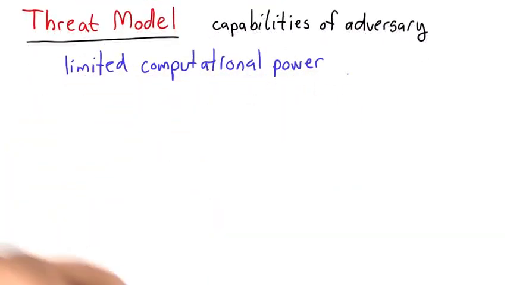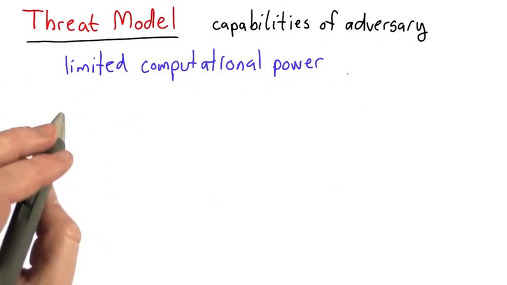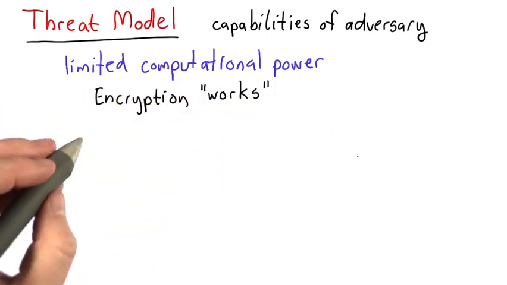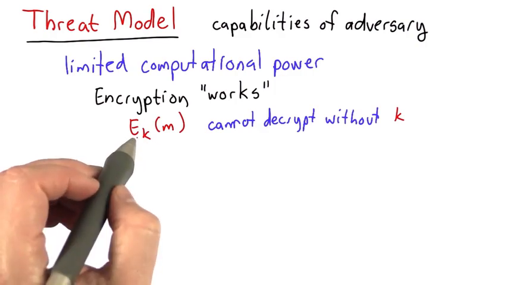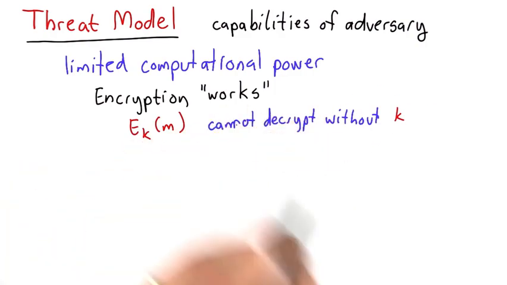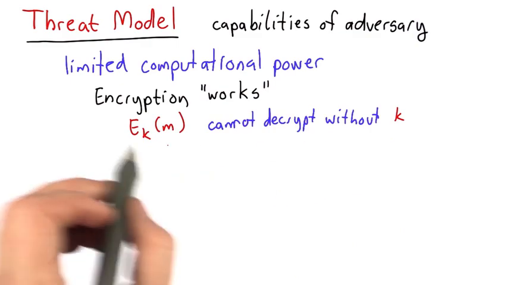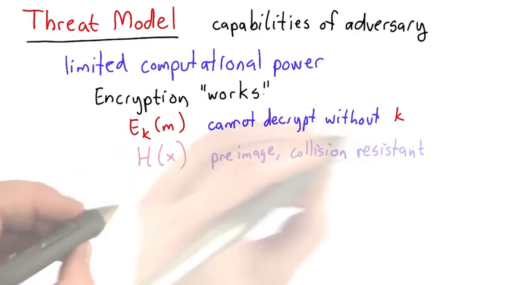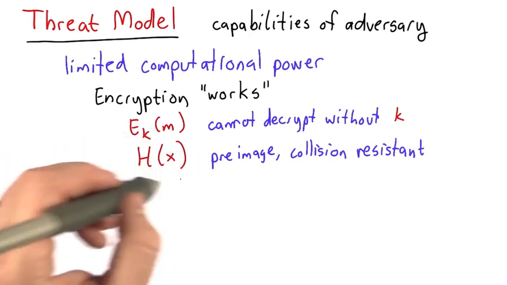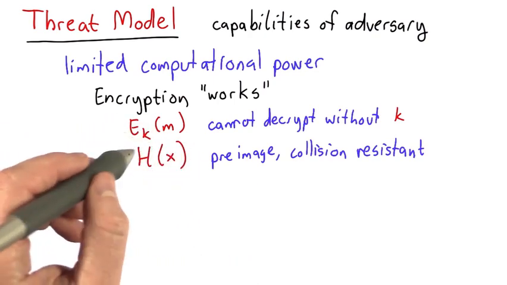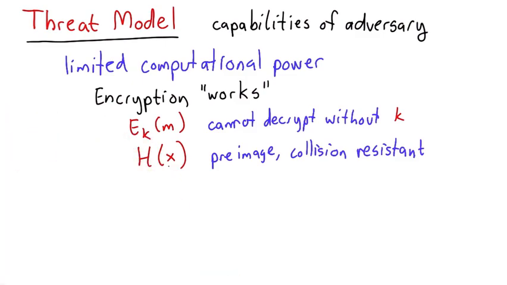The first main assumption is that the adversary has limited computational power. That generally means that we're assuming that our encryption primitives work. An attacker who intercepts a message encrypted with some key K is not able to decrypt it unless they know K or have some other advantage for decrypting that message. We also assume that hash functions have the properties they should: that they're pre-image resistant, so an adversary who has the hash of X cannot figure out what X was, and that they have strong collision resistance, so an adversary can't find two values that hash to the same output.